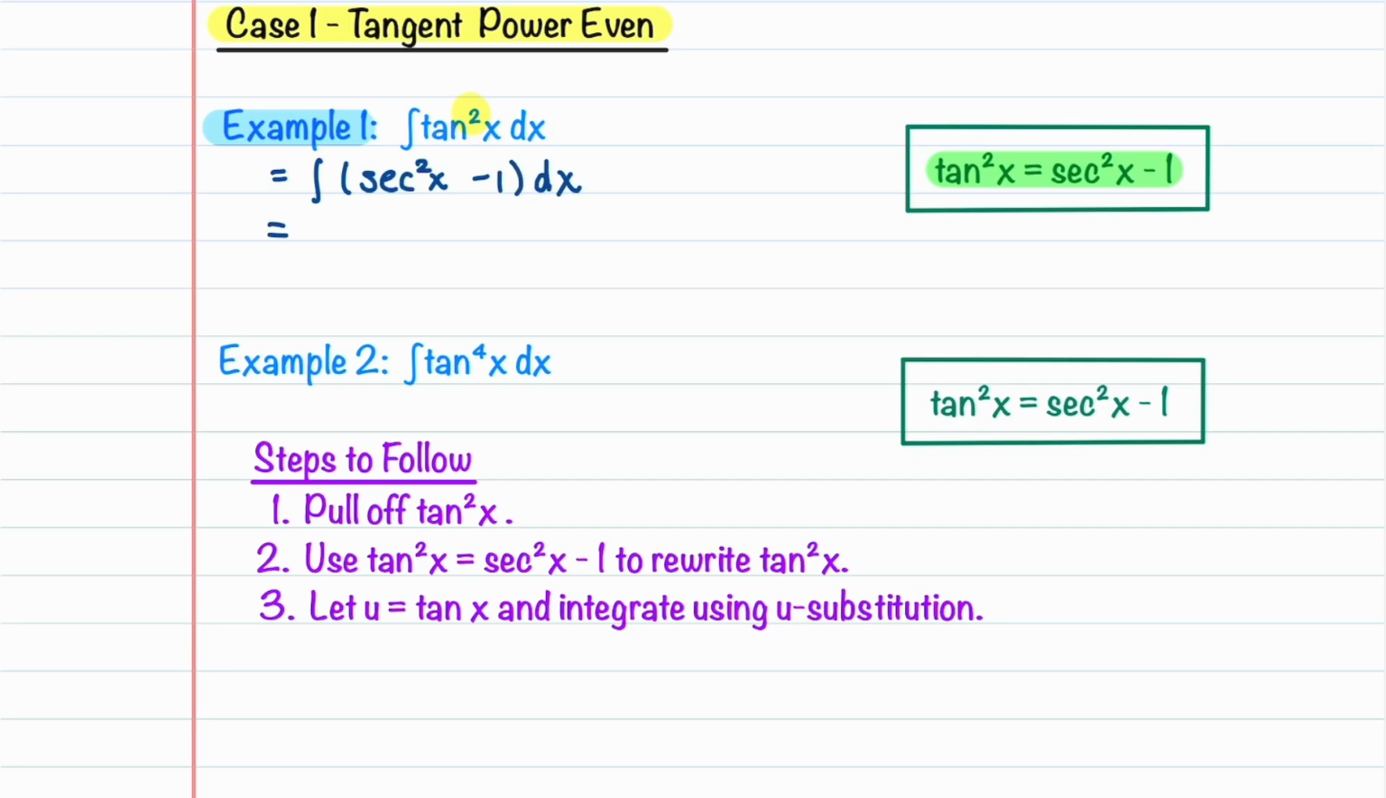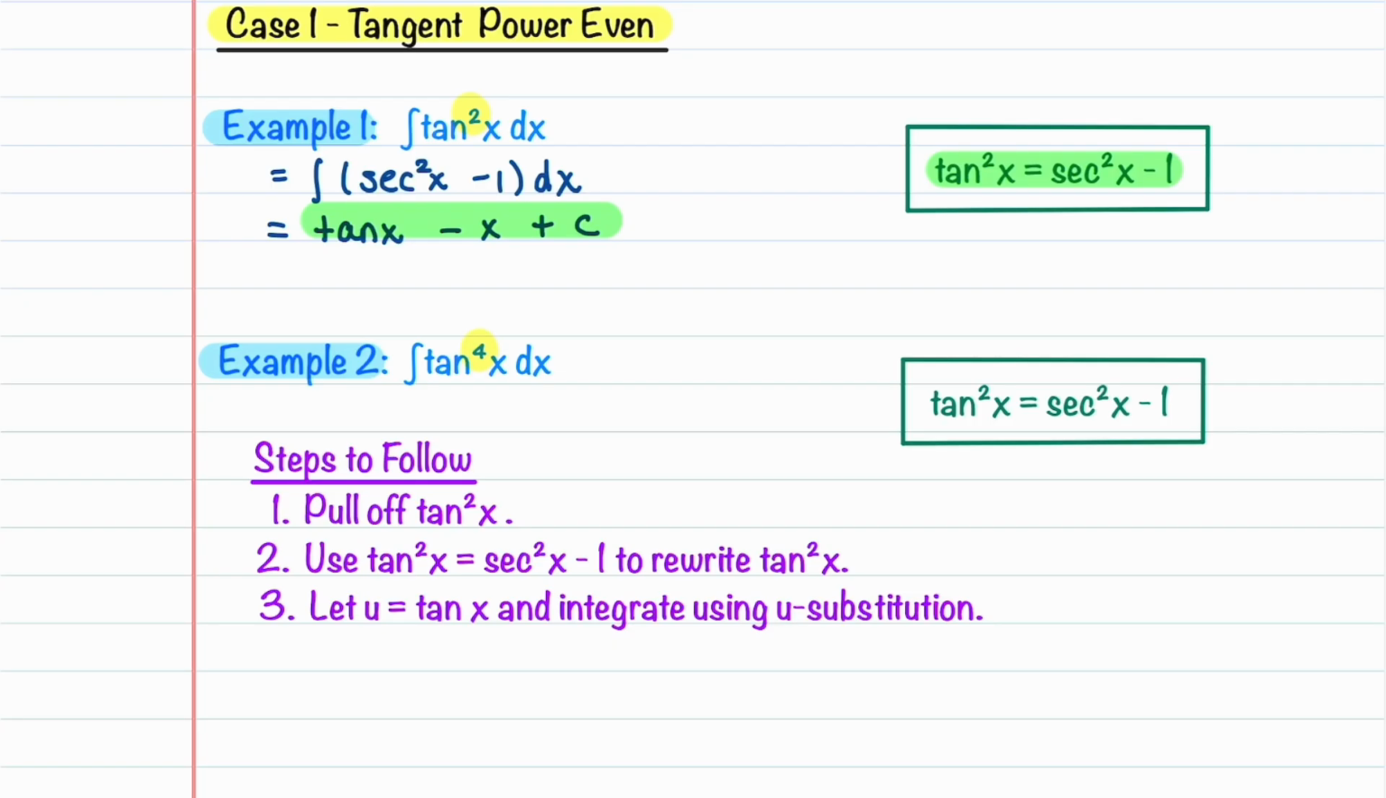We can just go ahead and integrate that. Integral of secant squared is tangent x. And then we subtract off the integral of 1, which is x. And then we add on our arbitrary constant. And there's our answer. For our second example, we are going to integrate tangent to the fourth x dx.